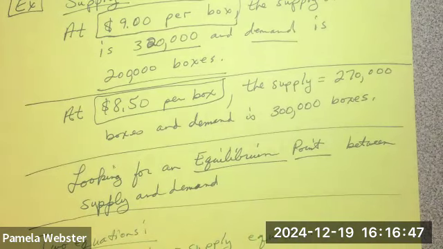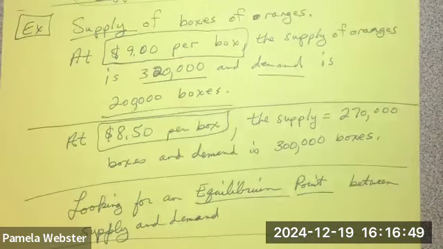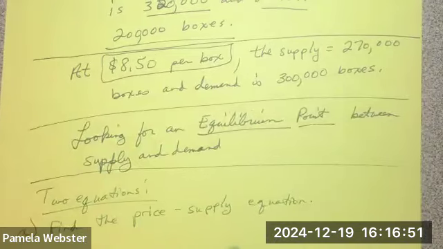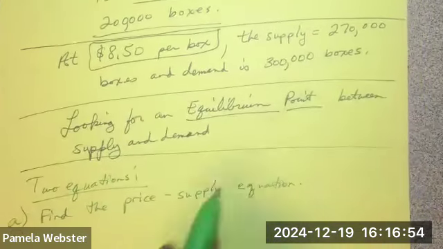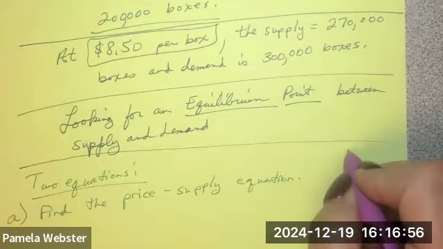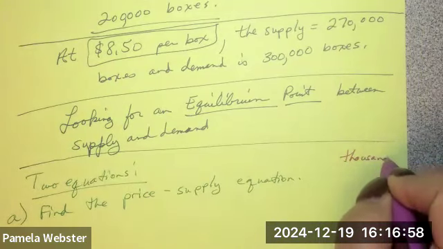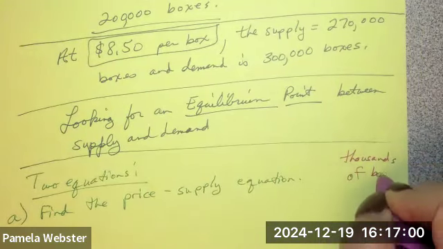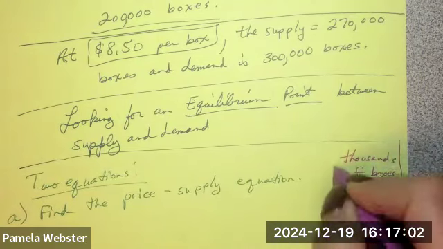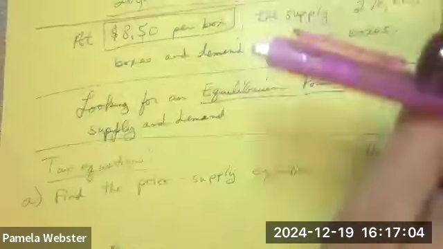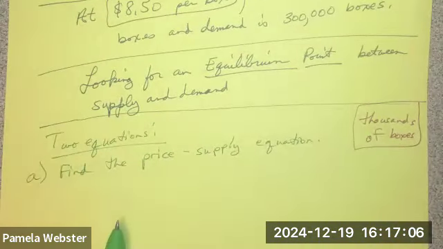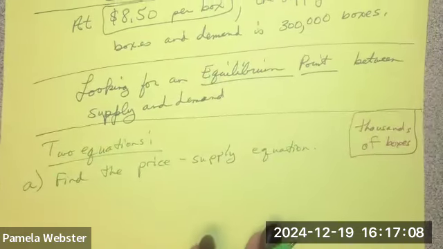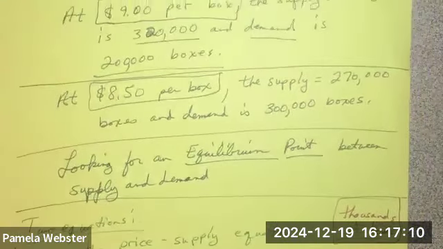And by the way, we're going to talk in thousands of boxes. I don't want to be writing 300,000 boxes all the time. So I'm going to talk thousands of boxes, and I'd just like to make a little note somewhere so that we remember that these numbers are smaller than what we started with. So here's what I know.